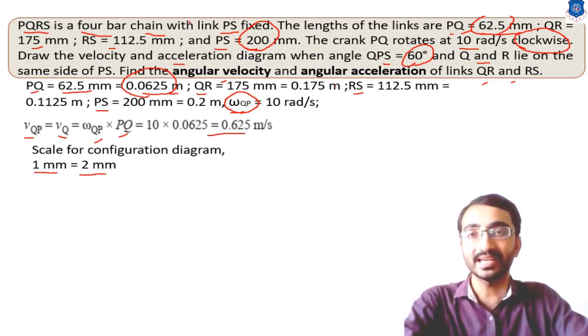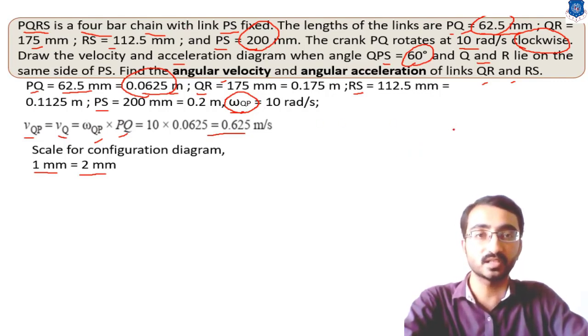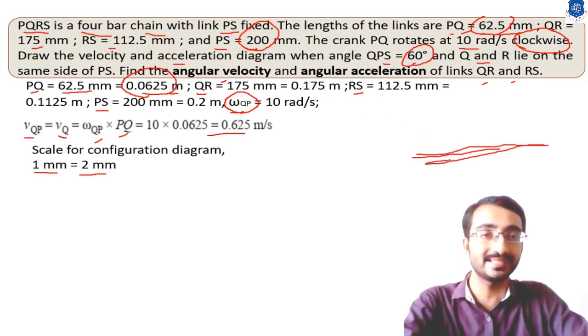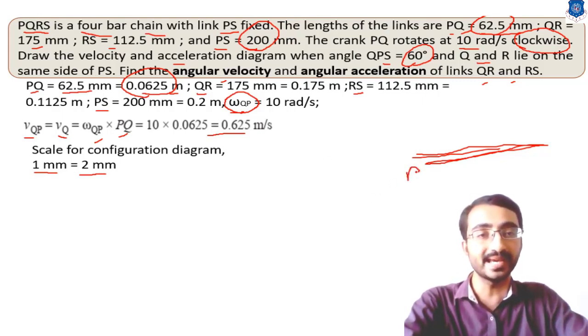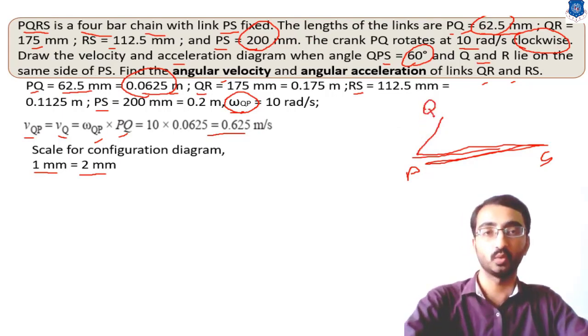So first let's sketch the PQ link. PQ is inclined, and PS is fixed. So let's sketch one PS line which is 200. Here, by applying the scale, it will be 10 centimeter, or we can say 100 mm. That is your line PS. Then PQ, which is 62.5, so half of 62.5, at an angle of 60 degrees, will give you the position of point Q.